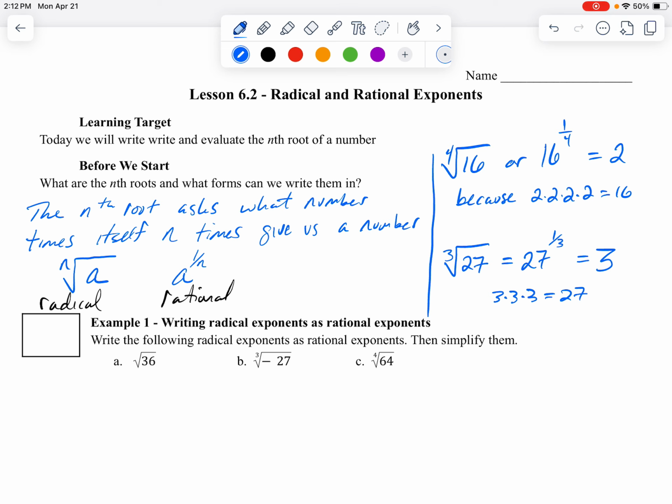Some of these smaller numbers may be good. You may be able to come up with these on your own, but we'll be using the calculator for a lot of this. You really just need to understand what this notation means and what it's asking us to do.